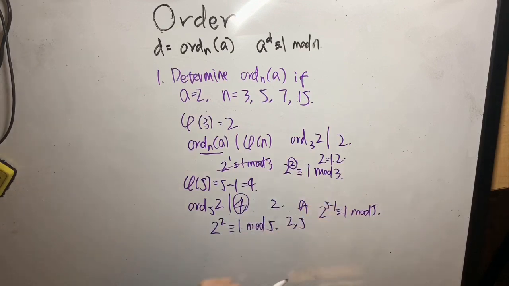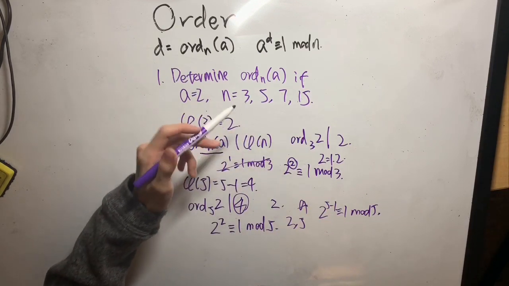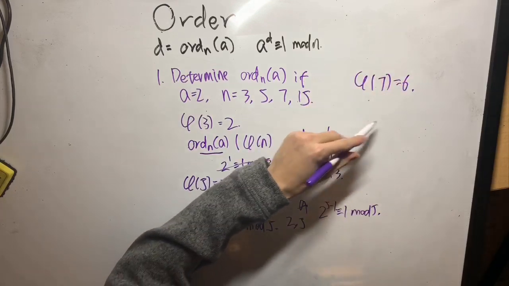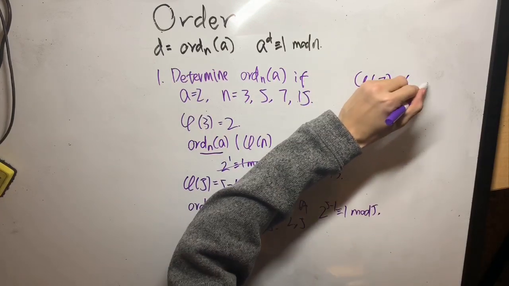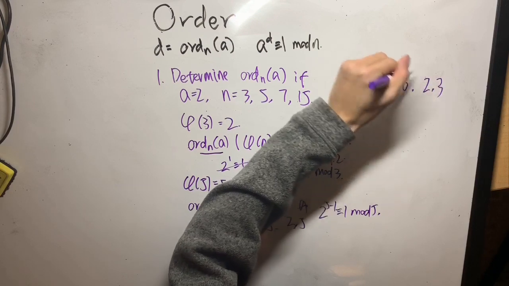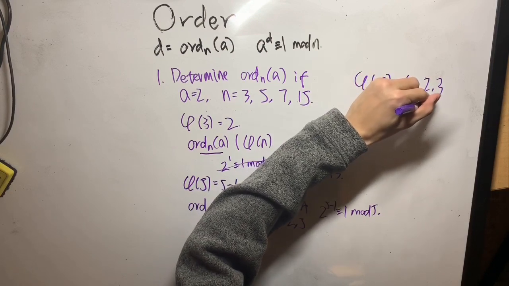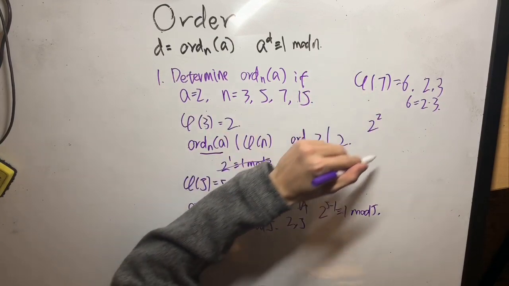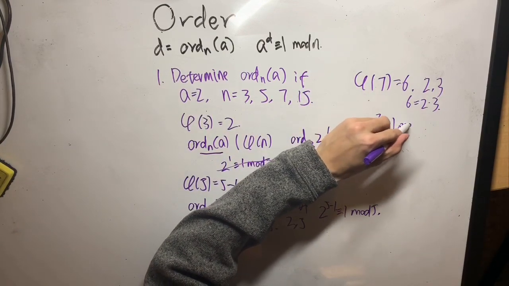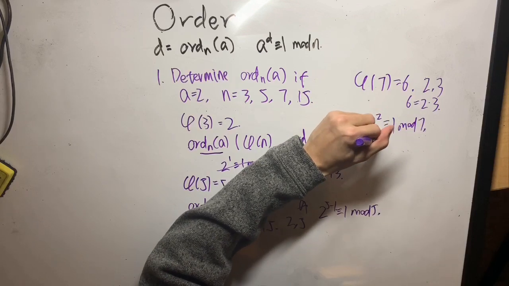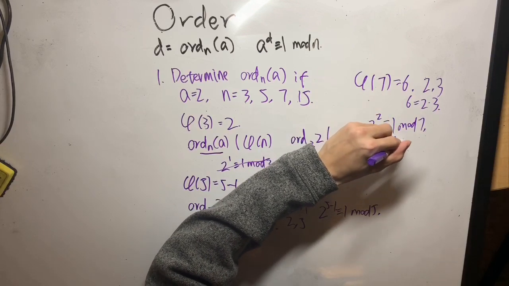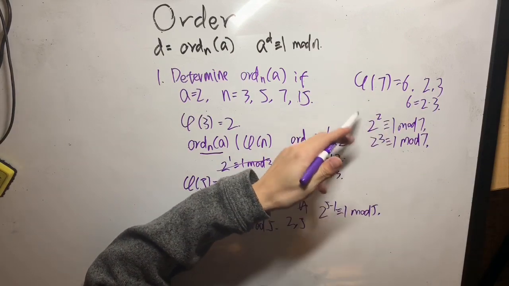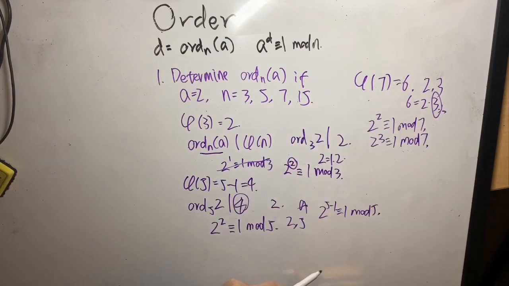Now let's look at 7. We know that phi of 7 equals 6, and you only need to check 2 and 3 because 6 equals 2 times 3. So 2 to the 2 is not congruent to 1 mod 7, and 2 to the 3 is congruent to 1 mod 7. So we have the order of 2 modulo 7 equals 3.